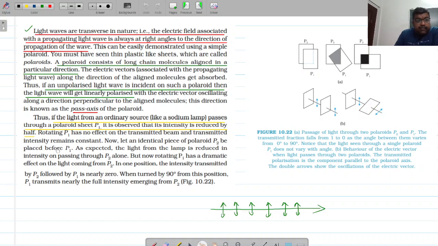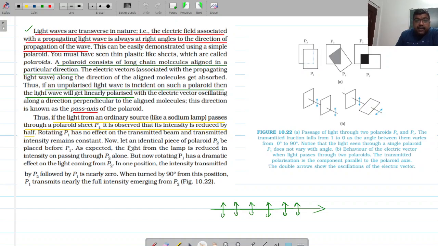Now rotating P1 has no effect on the transmitted beam and the transmitted intensity remains constant. So if P1 is rotated, if we have ordinary light passing here in this figure, we are having two Polaroids. But here, in this paragraph they are talking about a single Polaroid P1. So when the light is passed through P1, intensity is reduced by half. Now rotating P1 has no effect on the transmitted beam and the transmitted intensity is constant.